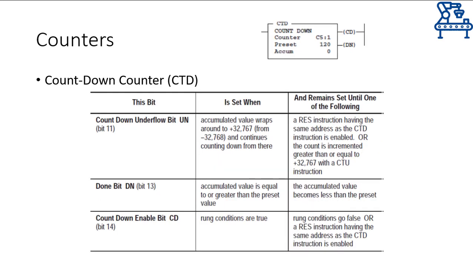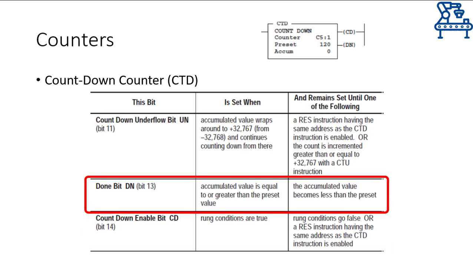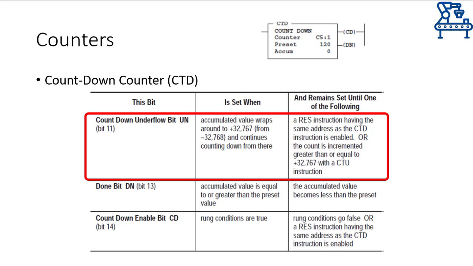On the contrary, the countdown counter will have the countdown enable bit set when the run conditions are true, or will be 0 if the run conditions are false or a reset instruction has been used. As for the done bit, it will be set if the accumulator value is greater than or equal to the preset value, and will be reset if the accumulator value is lesser than the preset value. In other words, its working is exactly the same as that of the count up counter. Lastly, the underflow bit has already been explained, that is, when it will be set. Now let's move to the simulator once again to see the counters in action.